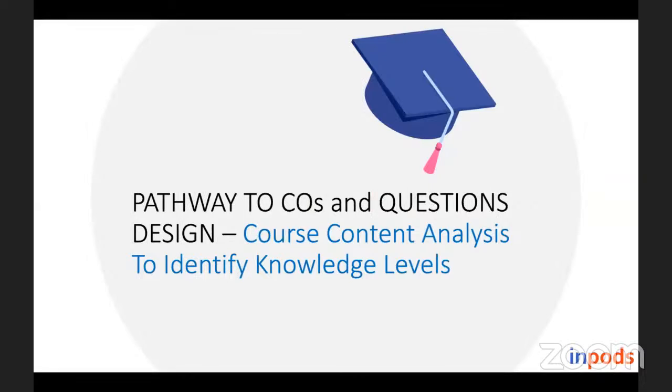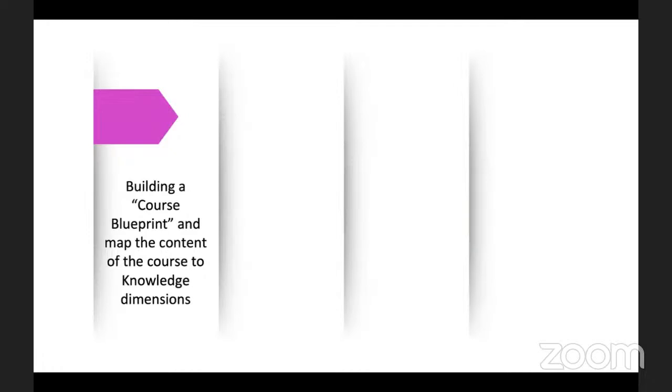So we are going to now create a pathway to course outcomes and the questions designing here onwards in this session, the section to follow in this session. What I'm going to cover here is I'm going to introduce you to a course blueprint and map the content of the course to knowledge dimensions.